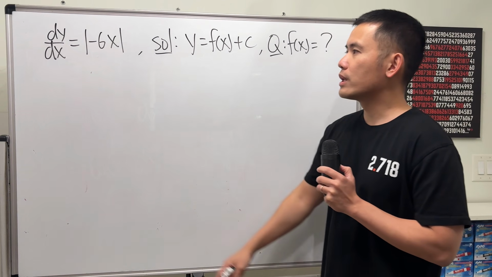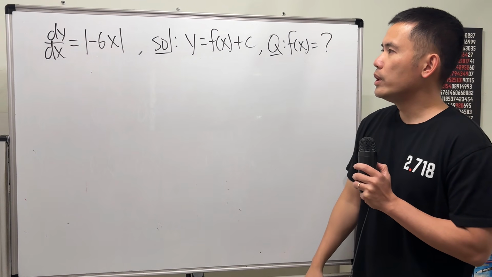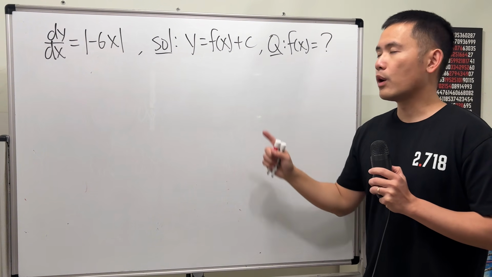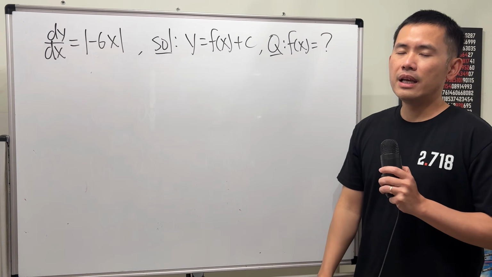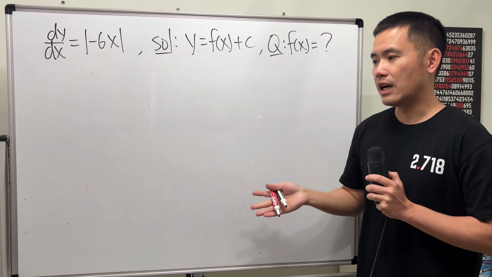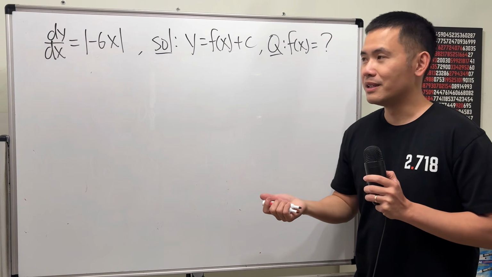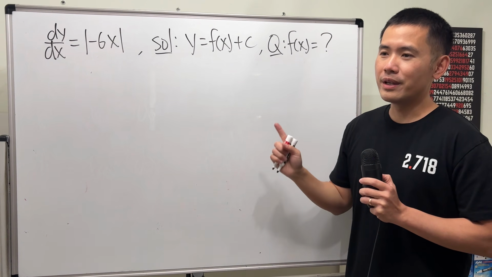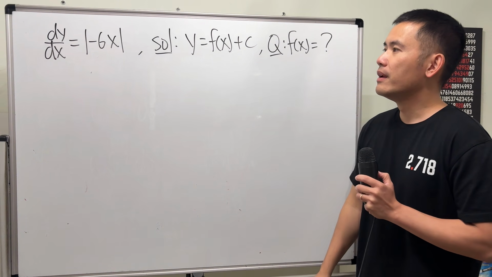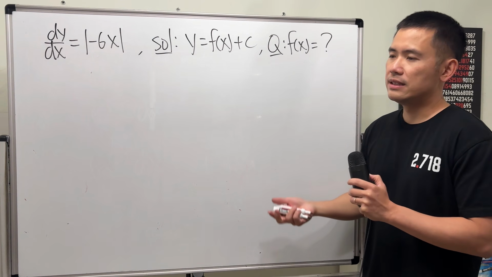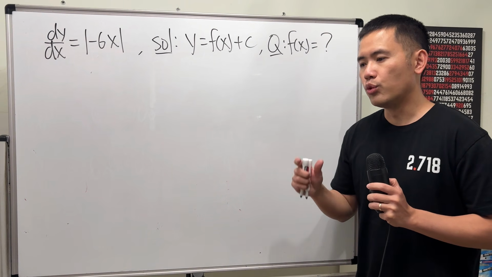Okay, for this question, we're given this differential equation, and we know the solution is y equals f of x plus c, and the goal is to find out what f of x is. And of course, because we have the answer options, we can just differentiate them and see which one is the answer. But let's see how we can actually do this in a direct way. And the key for this is you have to know how to differentiate and integrate absolute value of x.